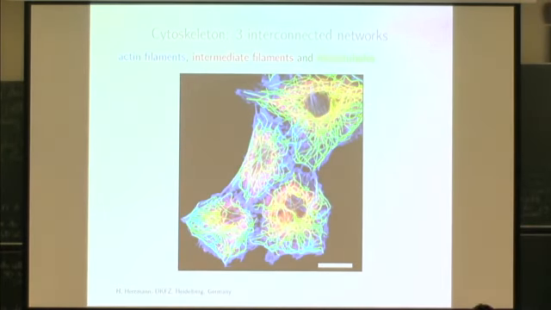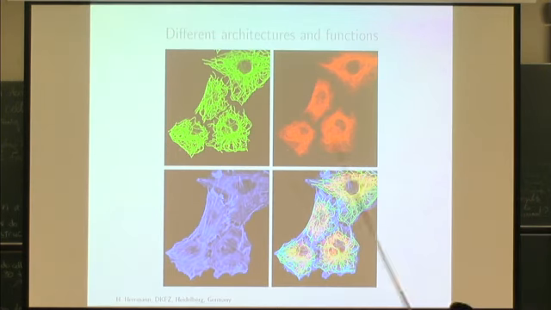Cytoskeleton is made of three types of filaments: the actin, the microtubule, and also the intermediate filament. So you have in here 4 cells. In blue you have the actin, in green the microtubule, and in red the intermediate filament. So you have the 3 different channels in here. So different architecture, different function.